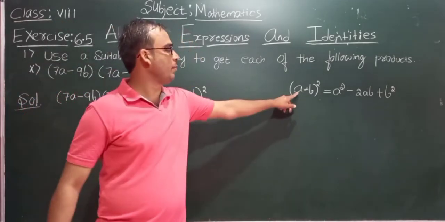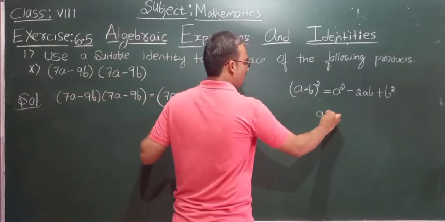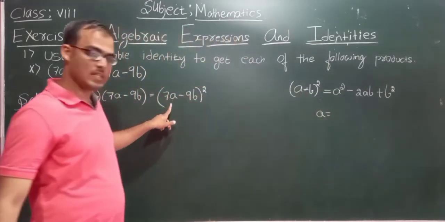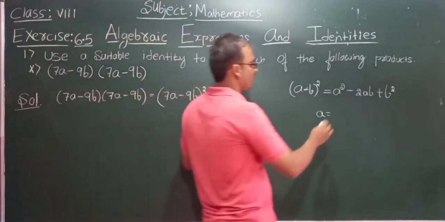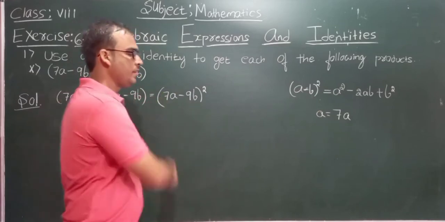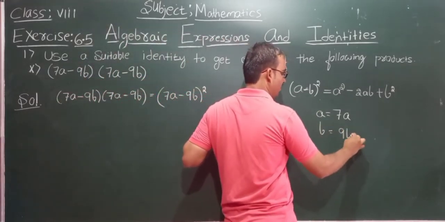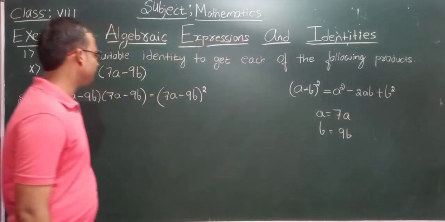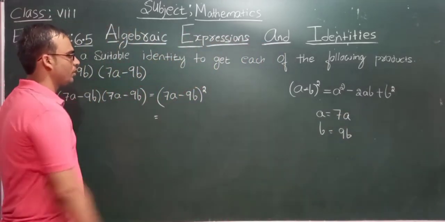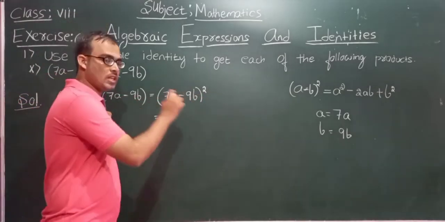Now just look at here, compare this one with this. In place of a, what is that? 7a. In place of b, what is that? 9b is there. Okay, now according to the formula, just put the values.